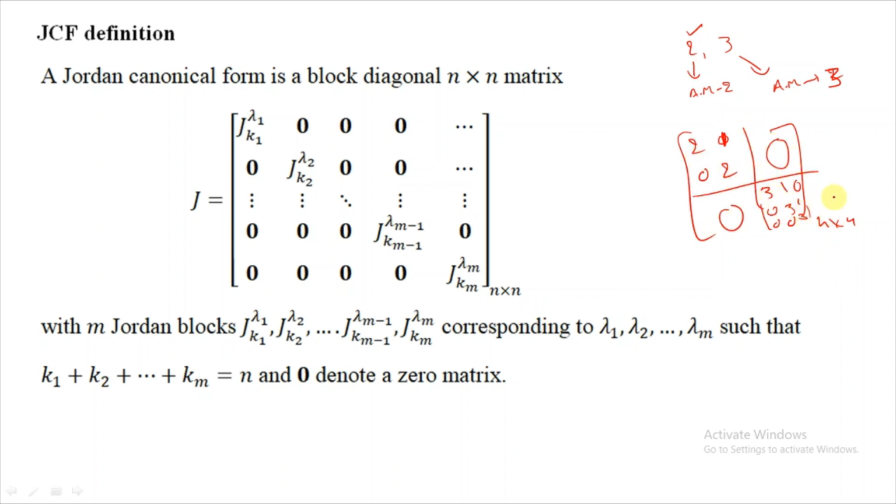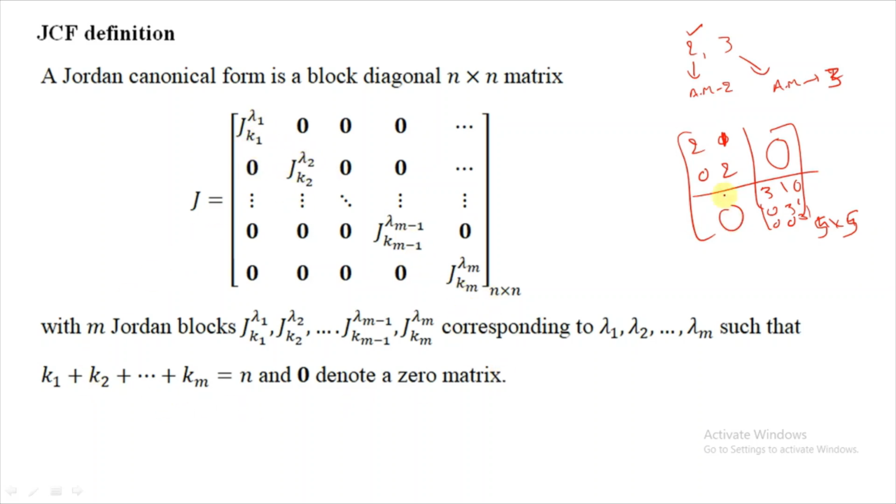1, 2, 3, 5. Okay, 2 plus 3, a 5 by 5 matrix, like this one. And only on the main diagonal are the Jordan blocks, corresponding to eigenvalue lambda 1. This is another Jordan block with lambda 2 eigenvalue, and so on like this.